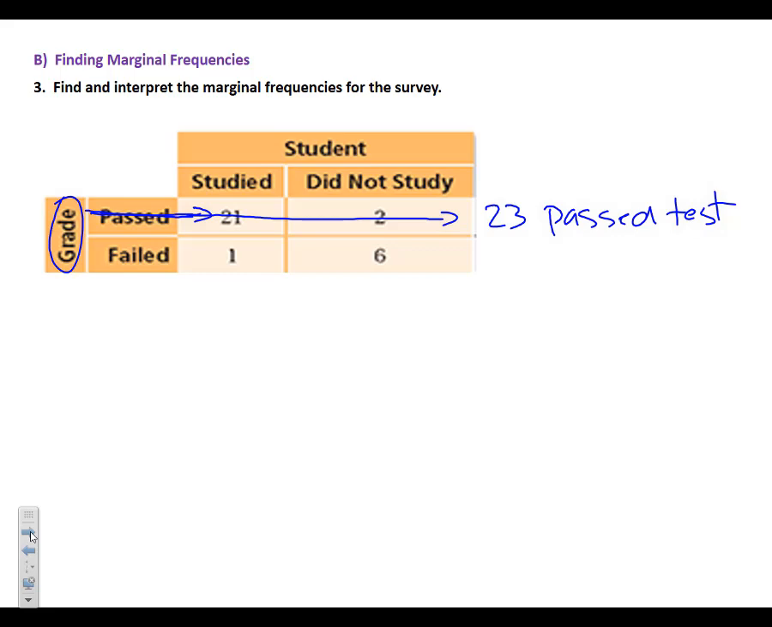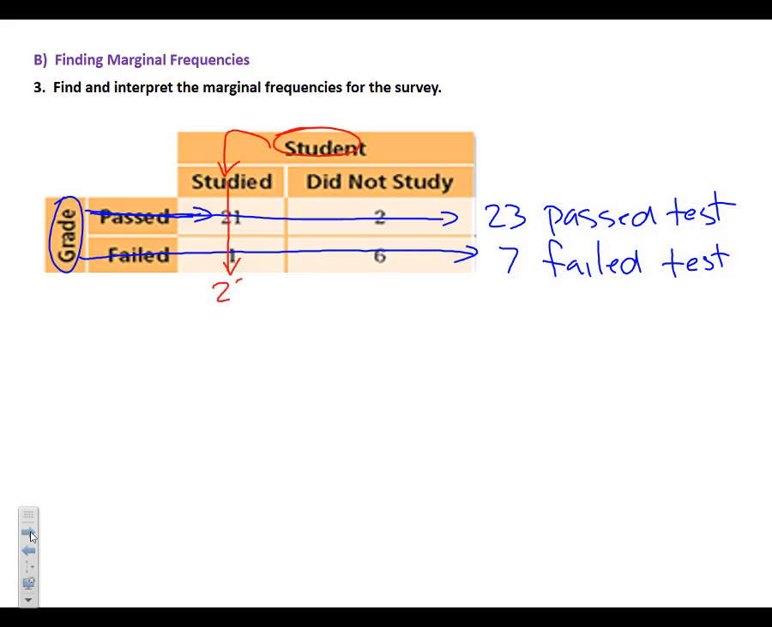And then we can see those who failed. When we come across this row, we have 1 plus 6, so 7 failed the test. 7 being the marginal frequency, failed the test being the interpretation of that number 7. Pretty straightforward. Now we can go to student, and we can go down this first column, studied, and when we come all the way down, we count 21 plus 1, 22. 22 what? Students studied. So 22 students studied for the test. 22 being the marginal frequency, studied being the interpretation.